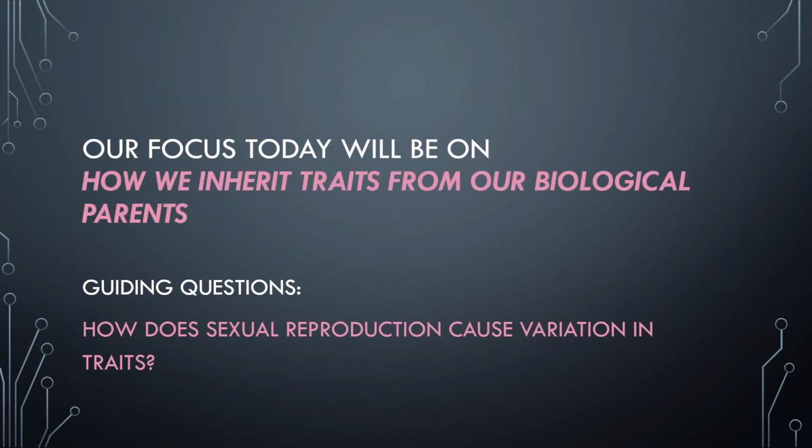Sexual reproduction will be our focus. So, how do we inherit traits from our biological parents? Your guiding question: how does sexual reproduction cause variation in traits? So, this will be kind of our focus, and we're going to talk about essentially sexual reproduction.